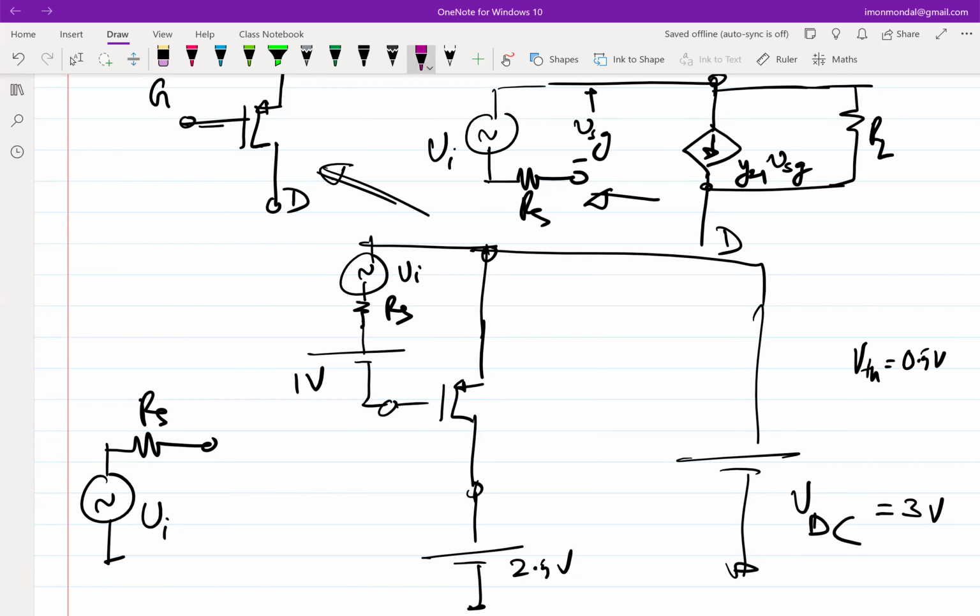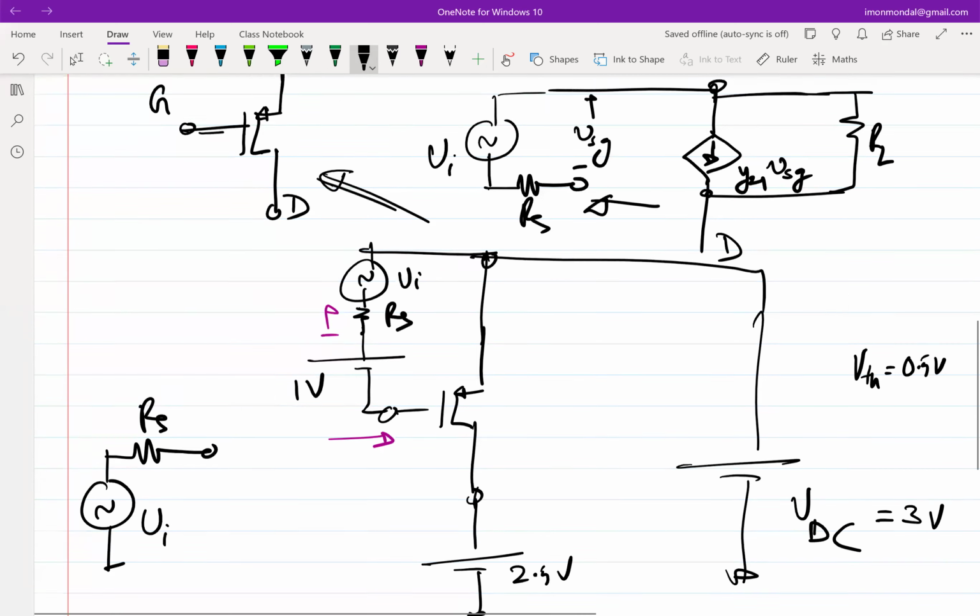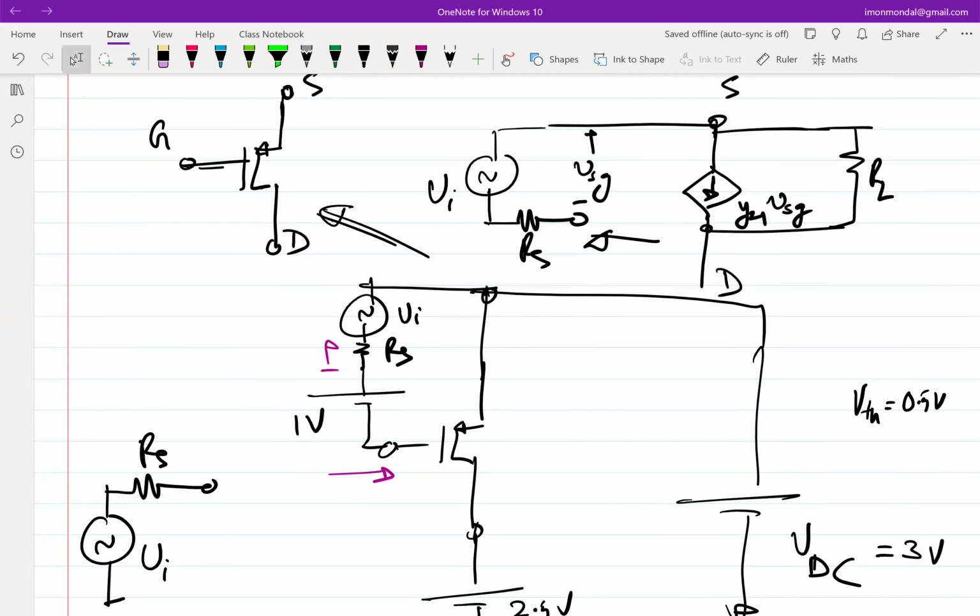So quick comment, do you have any current through this? No. So essentially, the drop across RS is 0. So having RS or not having RS doesn't really matter. Okay, so the input is set. What about the output? I have RL to be attached. In this case, the RL was attached between the source and the drain. So what should I do now?